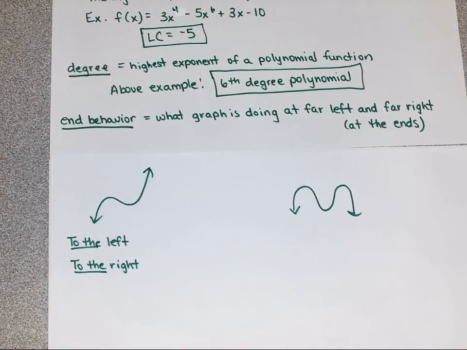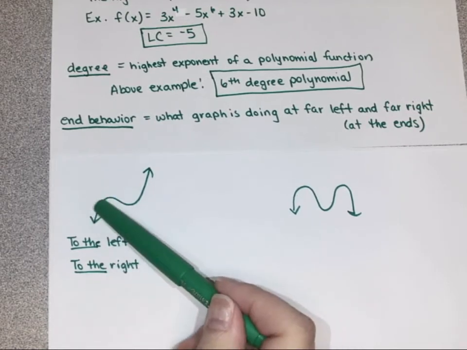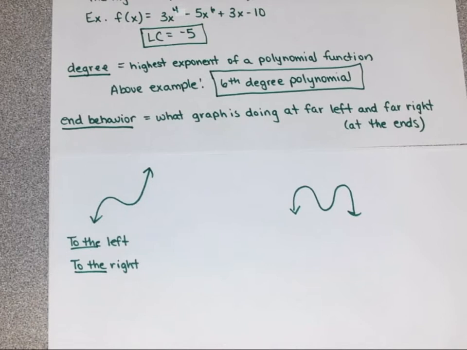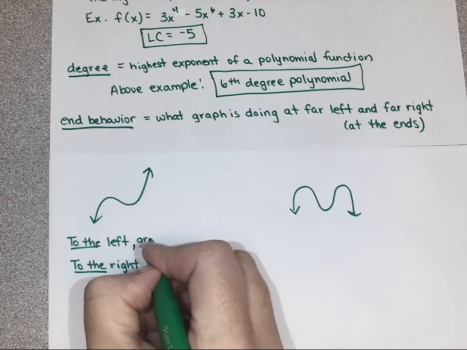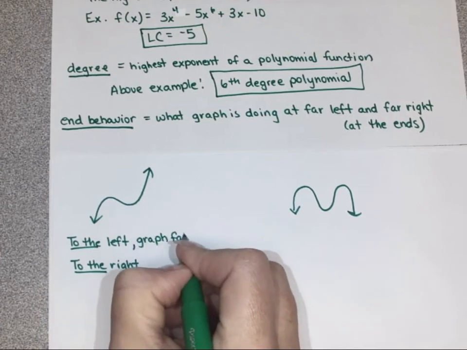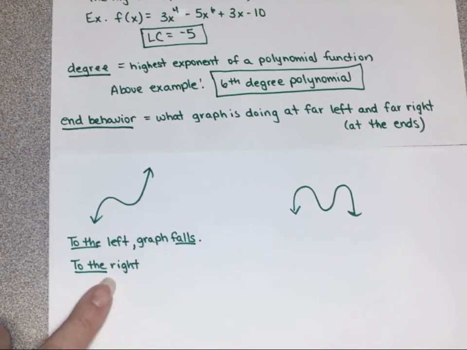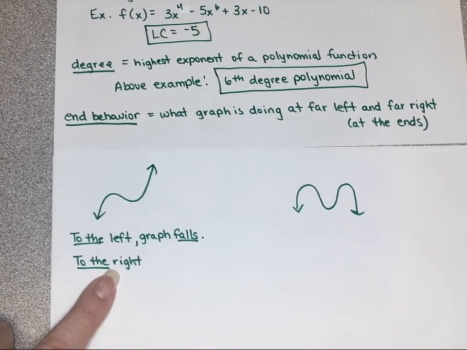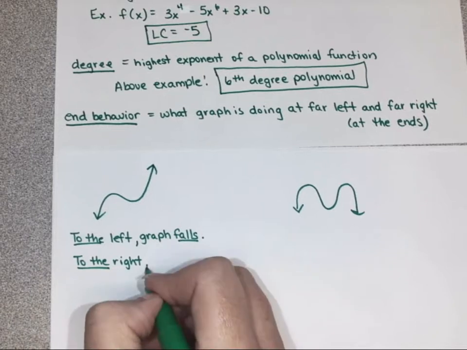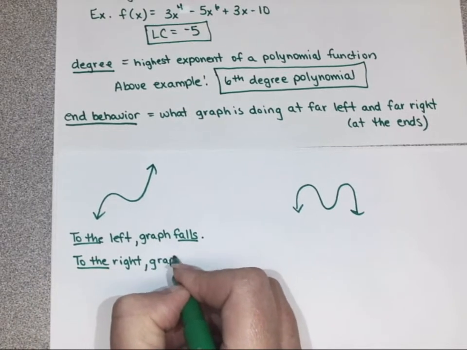I'm underlining to the because it's not from the left, it's to the left. So in other words, as I travel to the left, what's my graph doing? As I go to the left, the graph is going up or is it going down? It's going down, so we use the terminology rises and falls. Since it's going down, we use the word falls. But as we go to the right, what is this graph doing? It's going up, right? So we use the word rises.